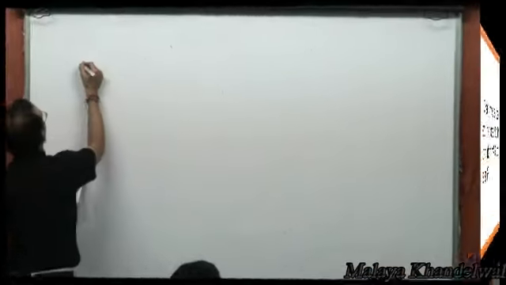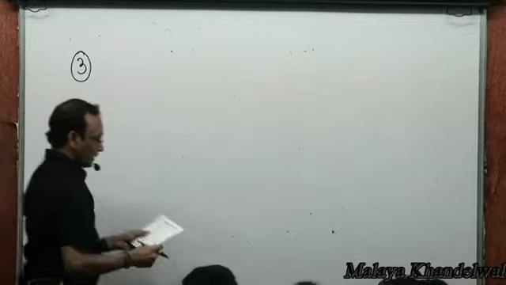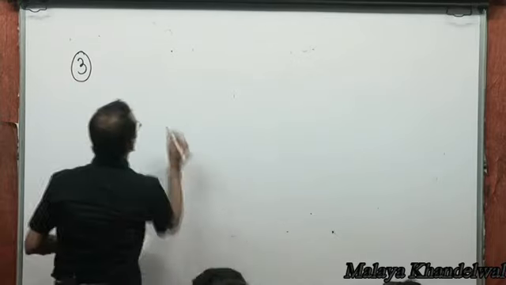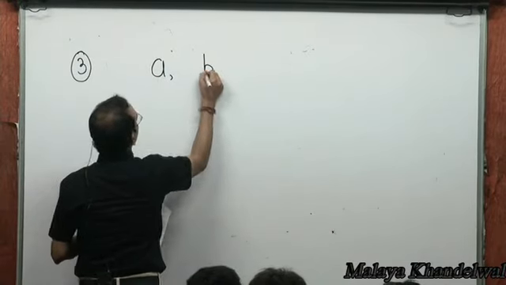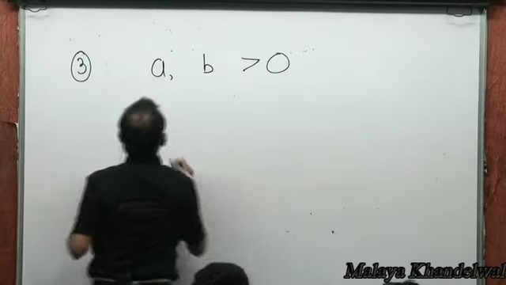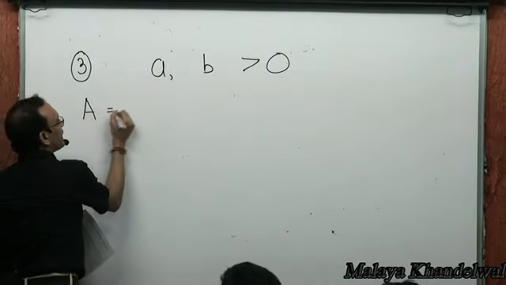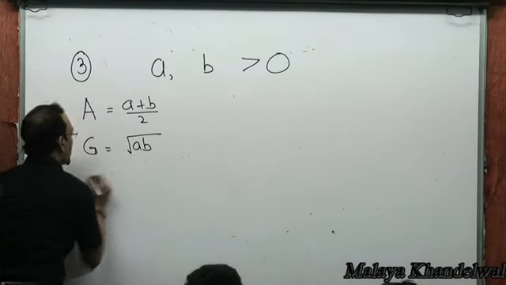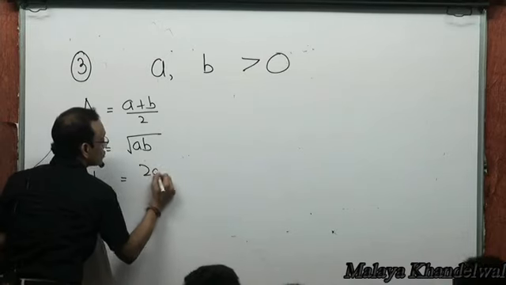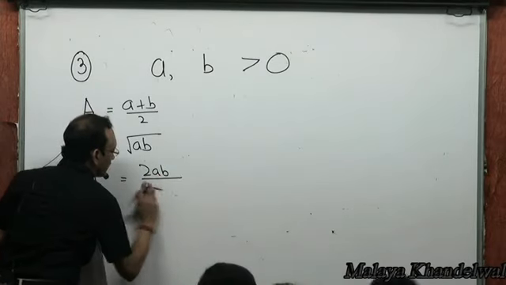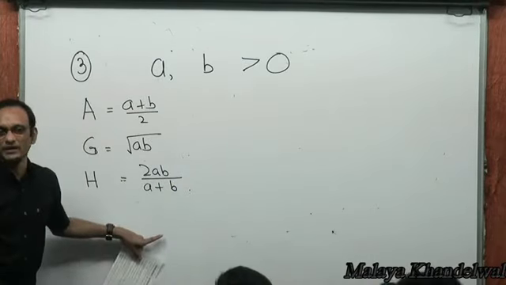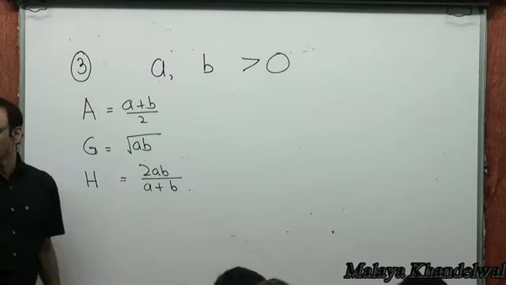Number 3. A, G, H are the arithmetic, geometric and harmonic mean between two positive numbers A and B. A and B are known to be two positive numbers. And A is the arithmetic mean between them. A is very clearly A plus B by 2. G is the geometric mean between them, which is square root of AB. And H is the harmonic mean between them, which is 2 divided by 1 by A plus 1 by B, which is 2AB by A plus B. That's the harmonic mean. Yes or no?